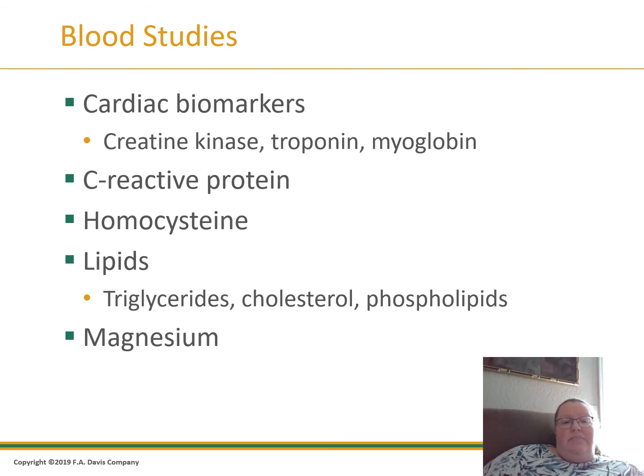Blood studies. There are cardiac biomarkers like creatine kinase, troponins, and myoglobins. This is typically done after chest pain or a possible MI is happening. A C-reactive protein, remember, only tests for inflammation, but inflammation will be happening if there's something going on with the heart. Homocysteines, lipid panels for triglycerides, cholesterol, and phospholipids, and a magnesium test.